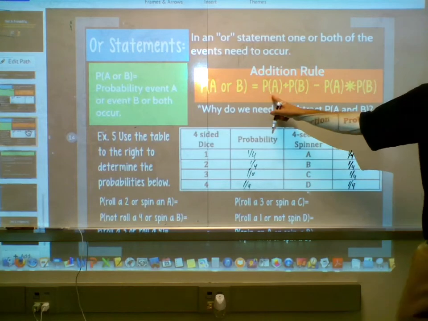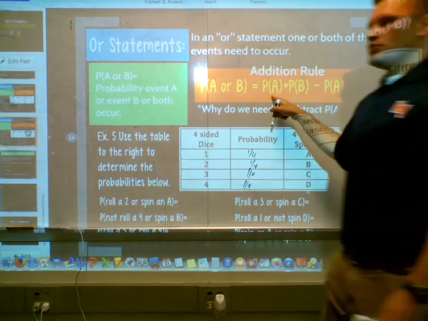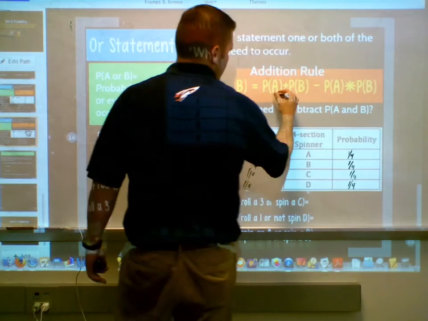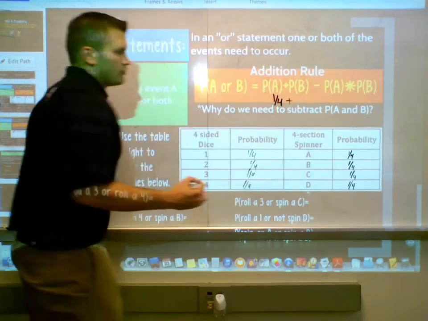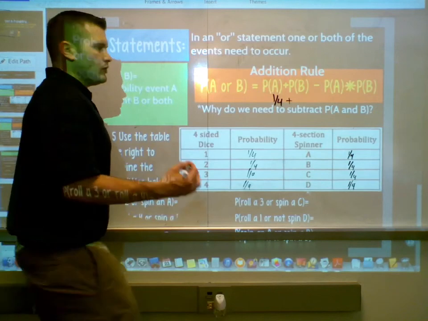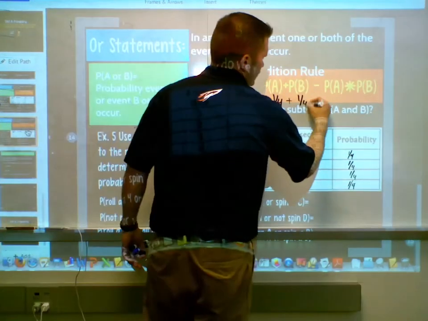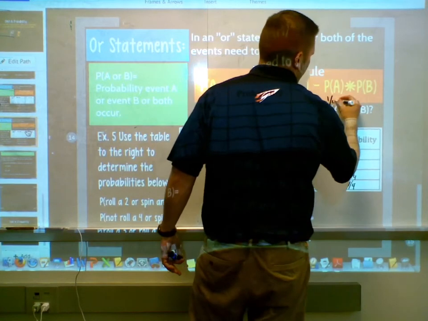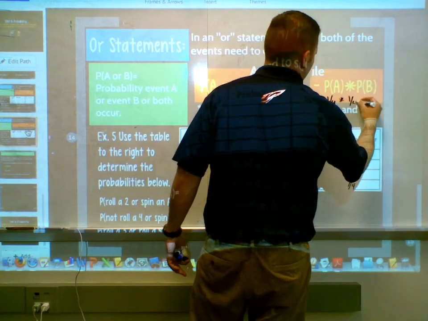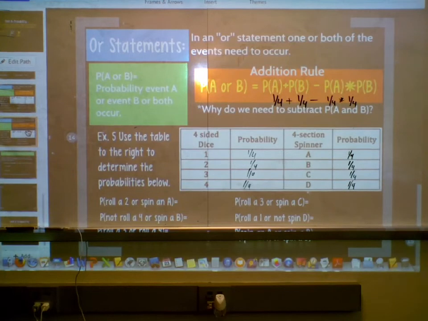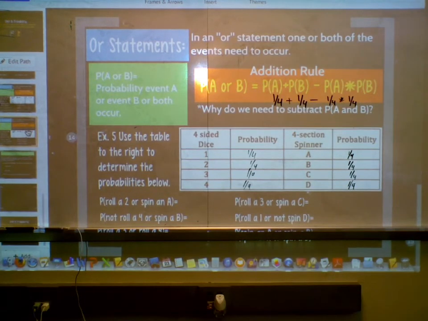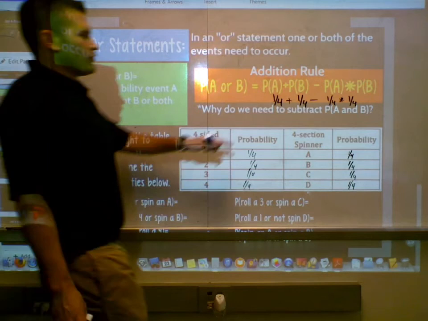So what's the probability of rolling a 2? 1/4, right? What's the probability of spinning an A? 1/4. Minus 1/4 times 1/4. Right? It's kind of like, awesome, I get to add and multiply fractions. Yay! I'm excited. Okay. So what's 1/4 plus 1/4?